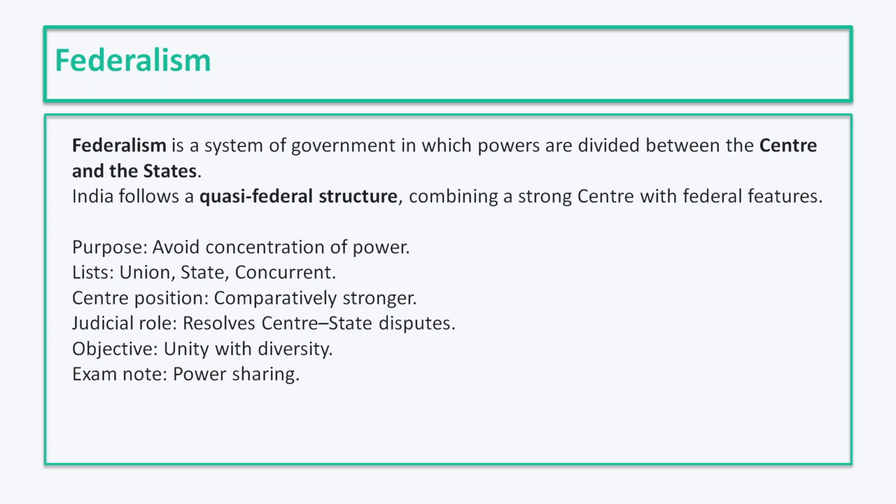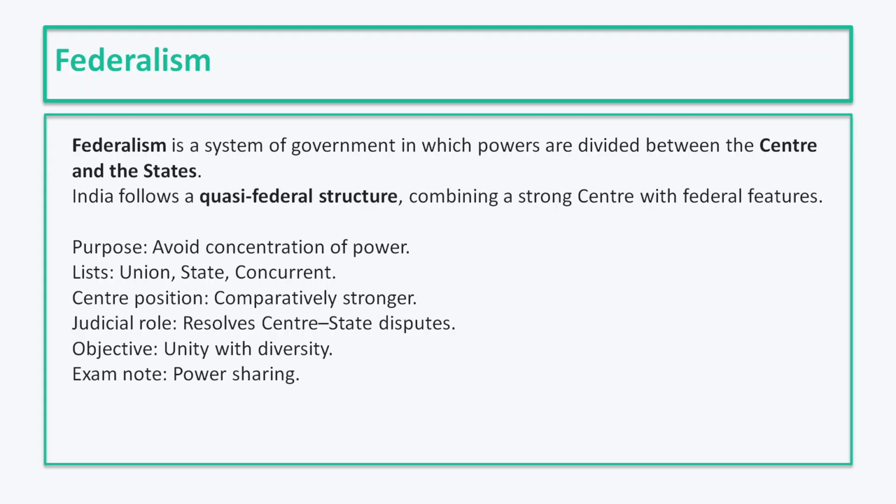Now let us see what is written on the slide. Federalism means division of powers between the center and the states. India follows a quasi-federal system with a strong center. Powers are divided through the union, state and concurrent lists. An independent judiciary maintains balance between the center and the states.